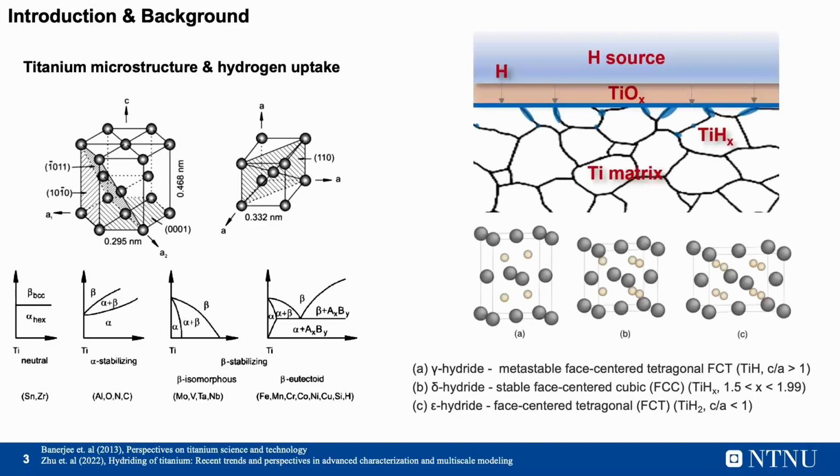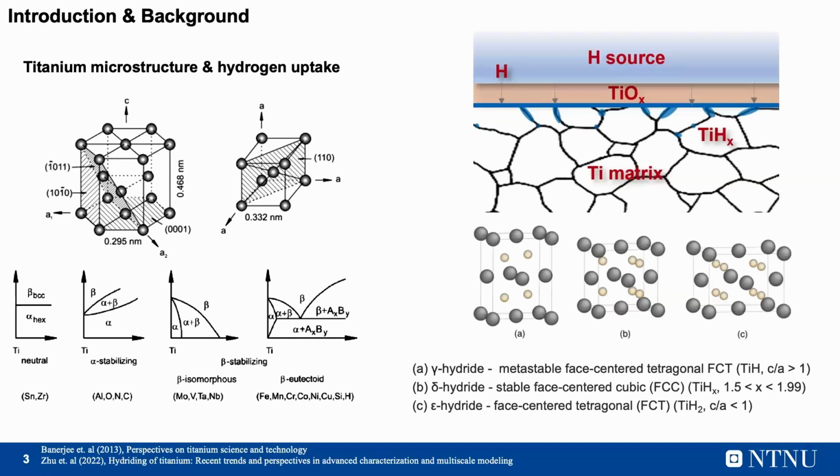Okay, let me start with the introduction first. Titanium has two crystalline structures. One of them is alpha titanium, which exists in the HCP crystal, as you can see in this figure. And there is also BCC beta titanium. The phase transformation usually takes place around 890 degrees Celsius. Depending on the alloying elements inside it, it can be in the alpha alloy form, or beta, or alpha plus beta alloy form as well.